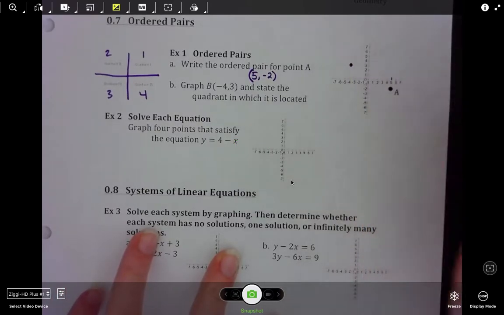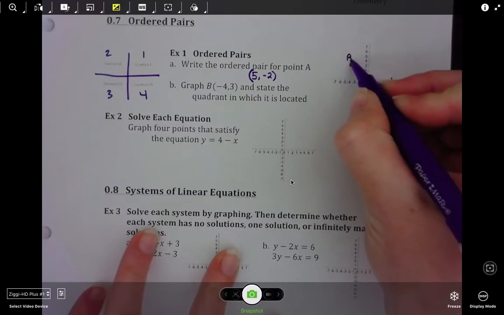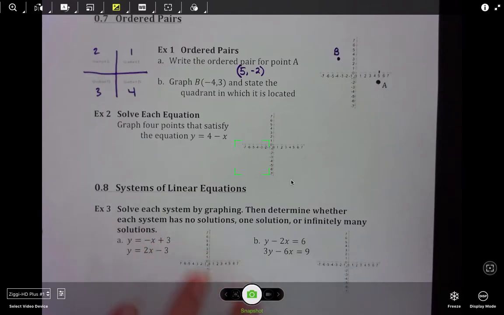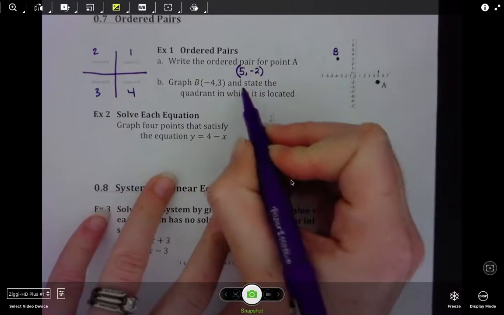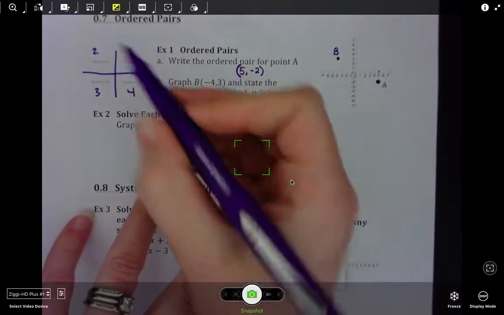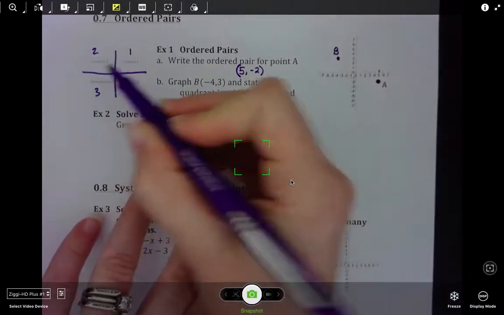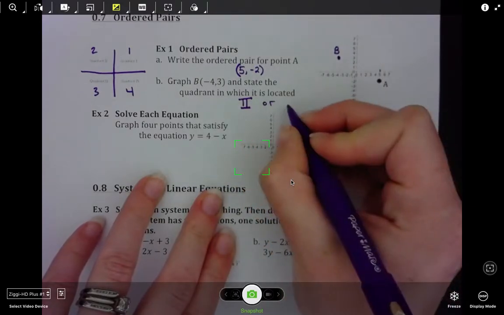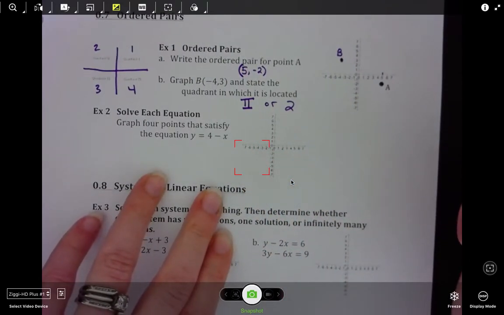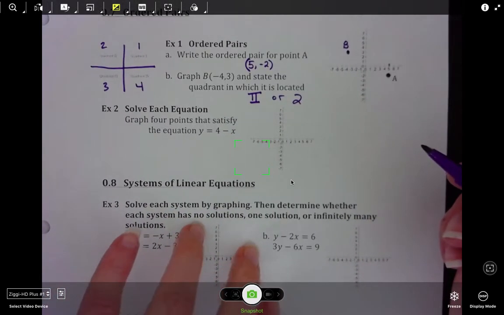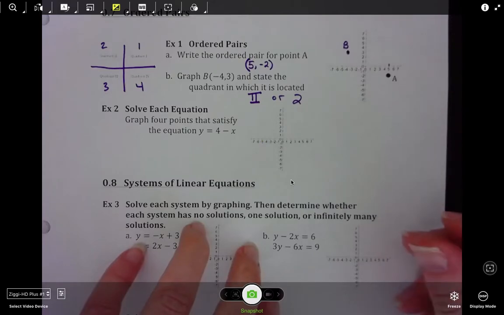And then whenever you put a point on here, you always want to make sure that you name it, because we have multiple points going on at the same time. I want to make sure that each one of them has a name, and you always name them with capital letters. So make sure you do that. And then it says to state the quadrant in which it's located. If you haven't already done that, point B is in quadrant 2. You can either put Roman numeral 2 or you can put the number 2. I'm not too terribly specific on that. So that gets us through example 1 for the ordered pairs.